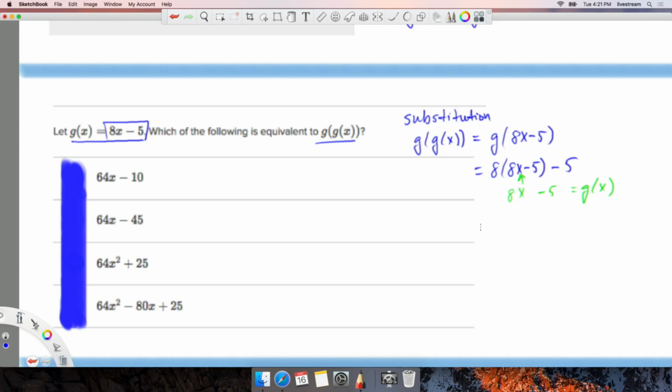And so now if I solve this, I get 64x minus 40 minus 5. And so I've got 64x minus 45. And then here I am, and that is going to be answer choice B. And so in this case, it was just a series of substitutions where I am working from inside to out and then solving on paper to avoid making any careless mistakes.